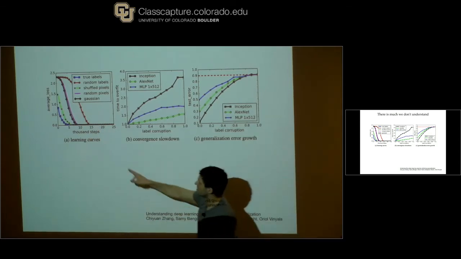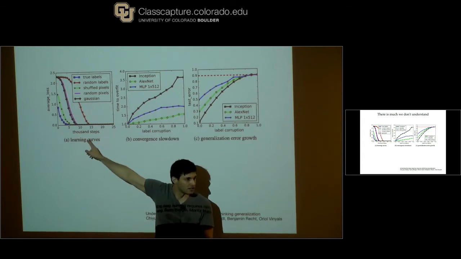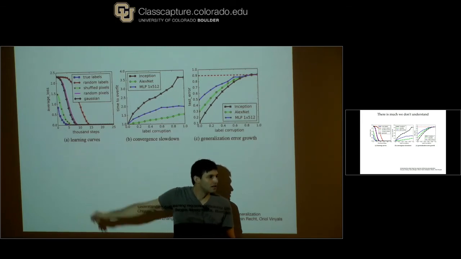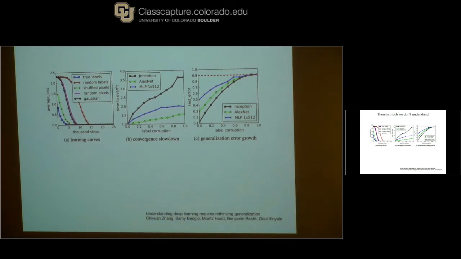Oh, sorry. This is a learning curve. This is steps of learning, doing gradient descent. Is it number of samples or number of epochs in the gradient? Related to epochs, yeah. The number of gradient steps.